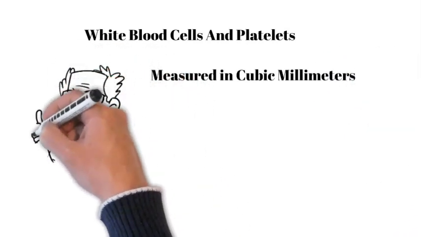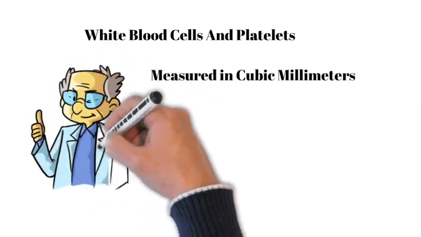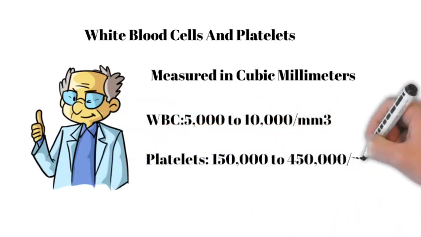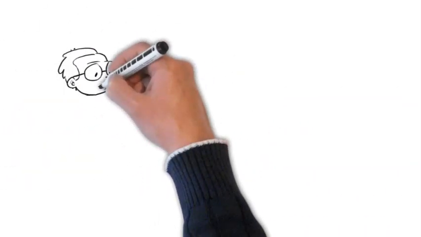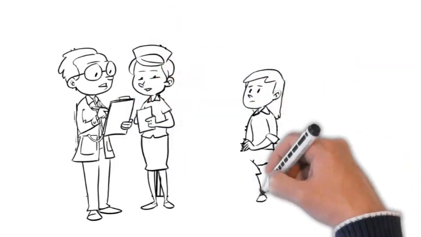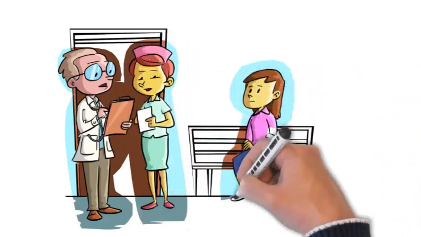Platelets are also measured in the number of cells per cubic millimeter, with the normal range being between 150,000 to 450,000 per cubic millimeter. It's essential to understand these values to interpret lab results accurately. Any significant deviation from these values can indicate the presence of a disease or disorder.